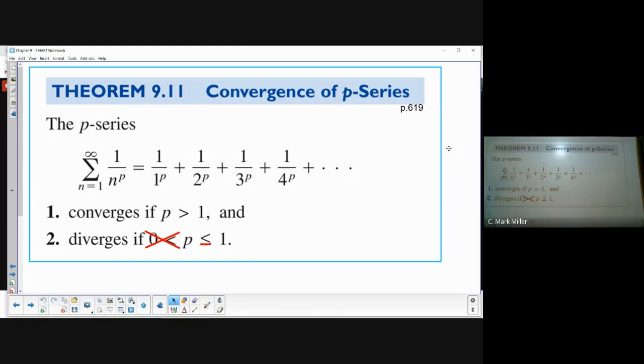Okay. All right. So yeah, you're going to hear a lot of this: such and such series, which diverges as a p-series with p less than or equal to 1. Or such and such, which converges as a p-series with p bigger than 1.